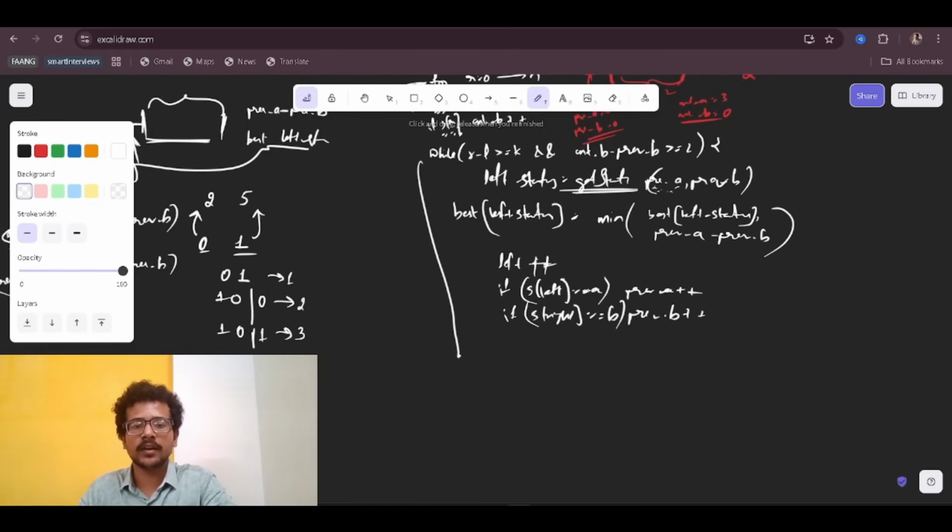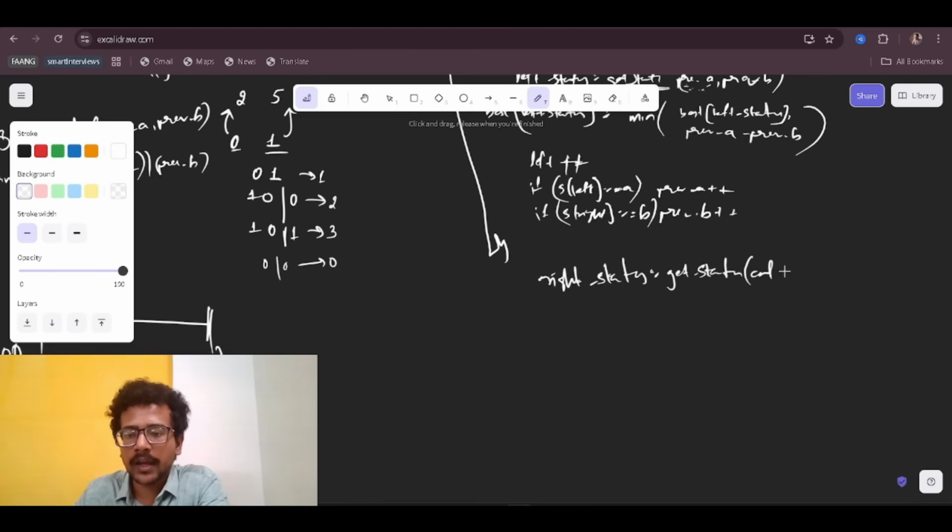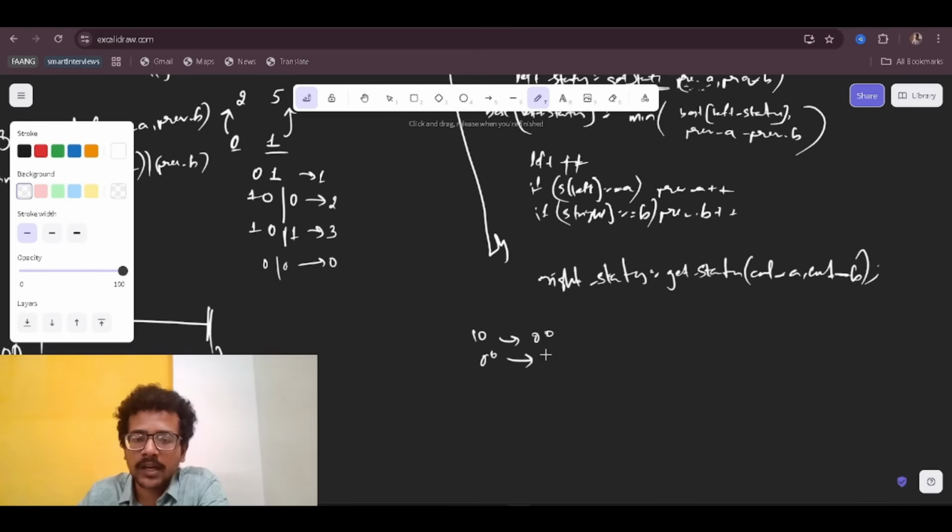So after this loop, I would get the right status. This is something like the right status. Now I got it as 1 0, then I am looking for 0 0. So right status is equal to get status of count A comma count B. Now here I got the right status. Now for 1 0 I said 0 0. For 0 0 I said 1 0. For 1 1 I said 0 1. For 0 1 I said 1 1.